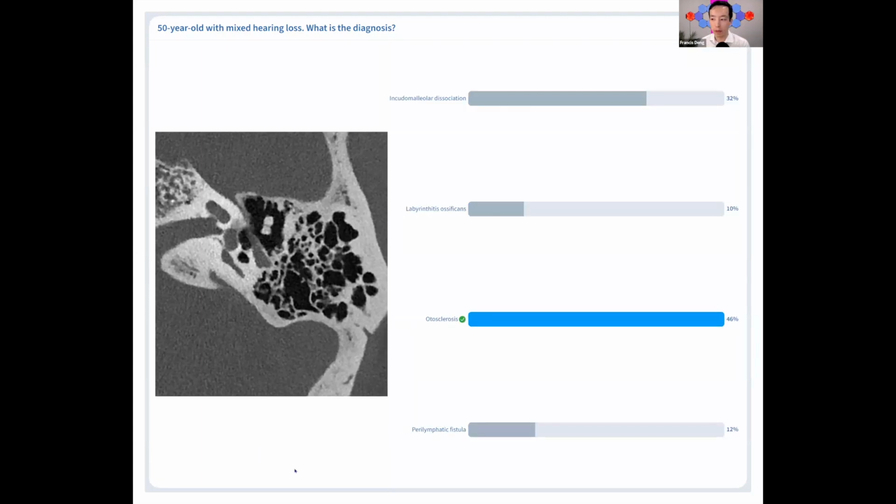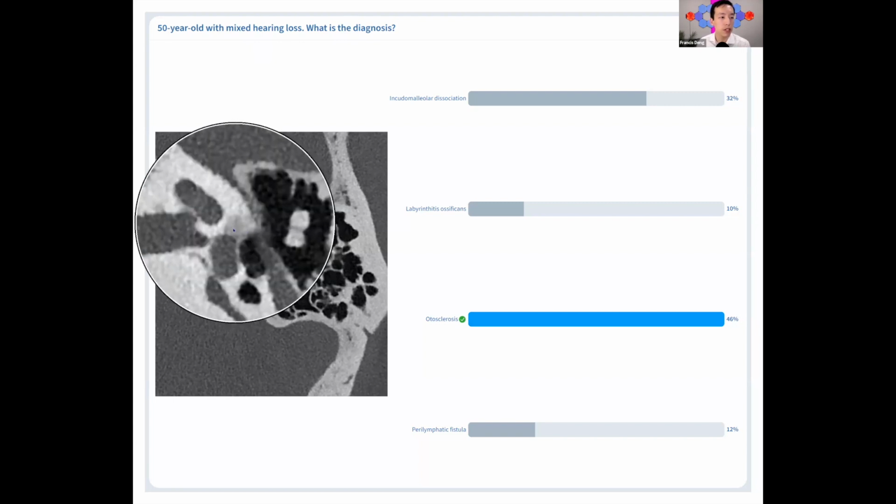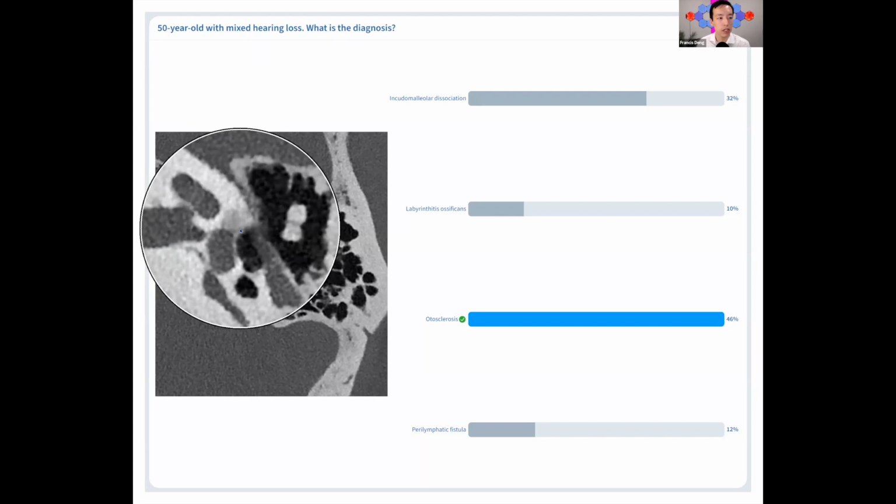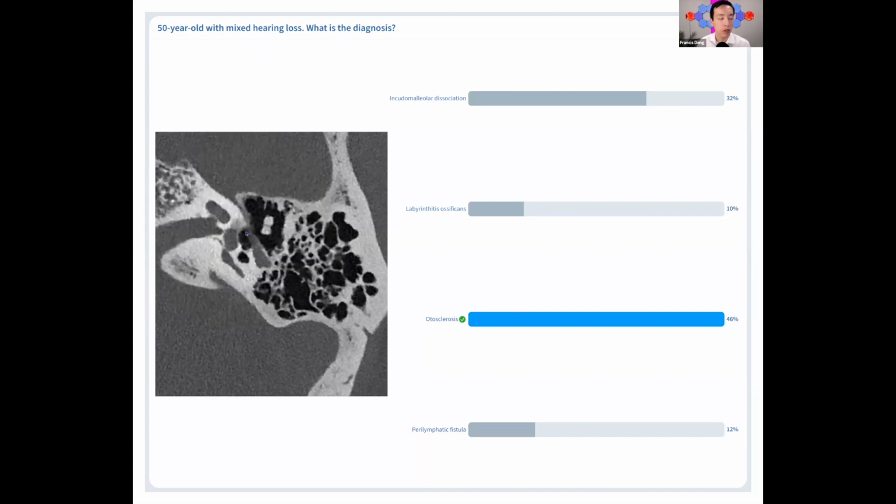All right, we have plurality choosing the correct answer, which is otosclerosis, and some people chose incudomalleolar dissociation and labyrinthitis, ossificans and perilymphatic fistula. The key finding here is on this temporal bone CT, you have a lucency of the bone of the otic capsule located immediately anterior to the oval window. This is the typical location of fenestral otosclerosis, the other type being retrofenestral or cochlear otosclerosis, that would be around the cochlea. So in cases where you have any conductive hearing loss on a temporal bone CT, always remember to look at the bone anterior to the oval window.